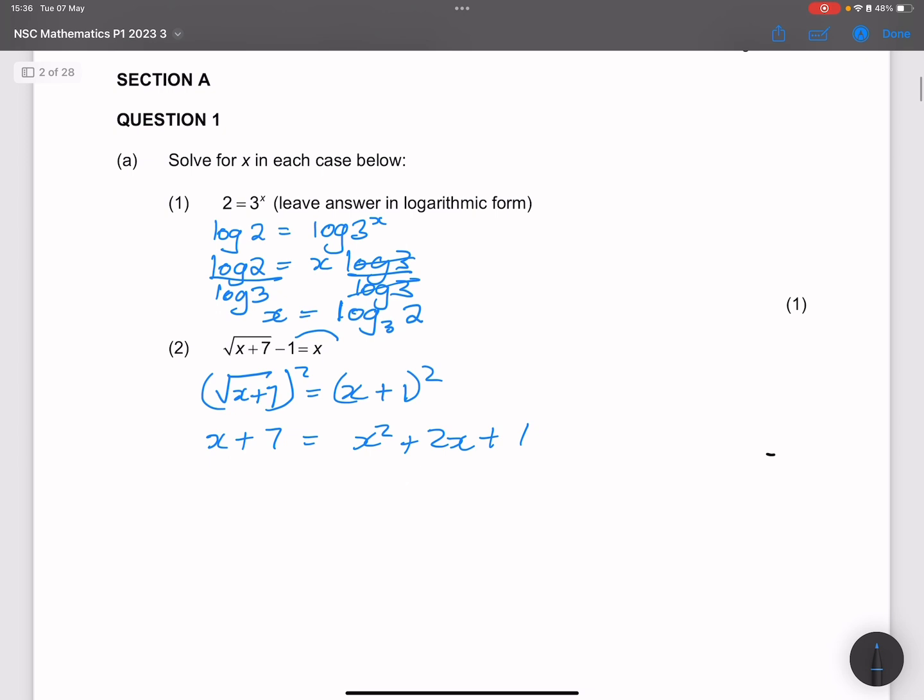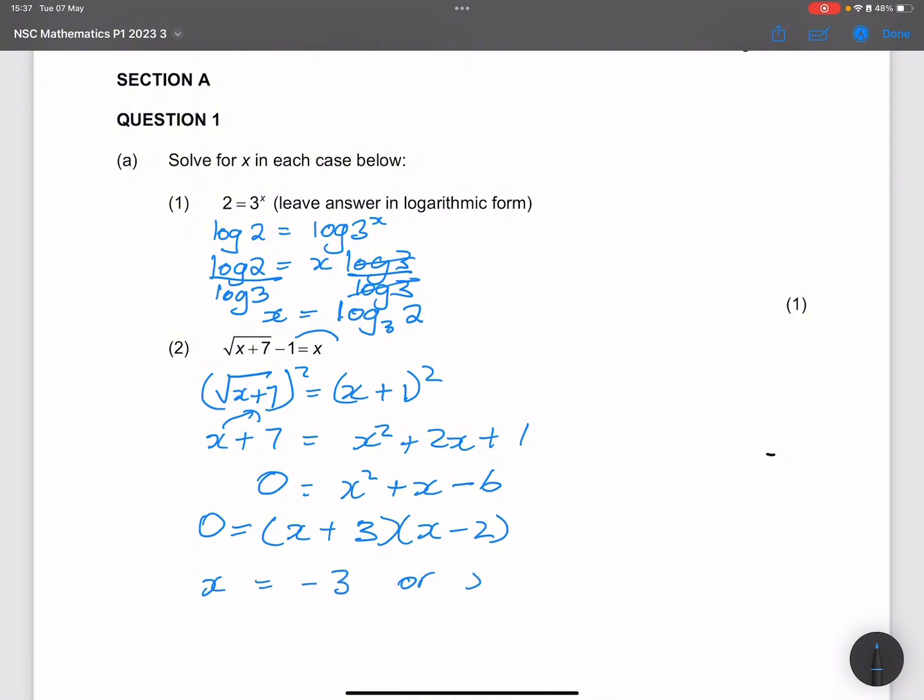And now we're going to have x squared. If I bring the x to the other side, it will become 2x minus x, which will give me plus x. And if I bring the 7 to the other side, it becomes 1 minus 7. That gives us minus 6, and this is equal to 0. And we can factorize: minus 3 and 2. So x plus 3, x minus 2 equal to 0. So x is equal to negative 3 or x is equal to 2.